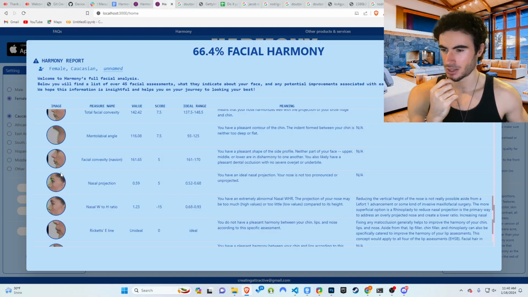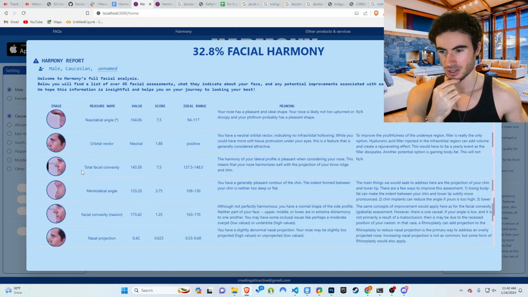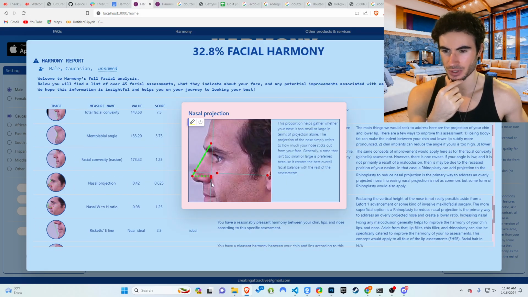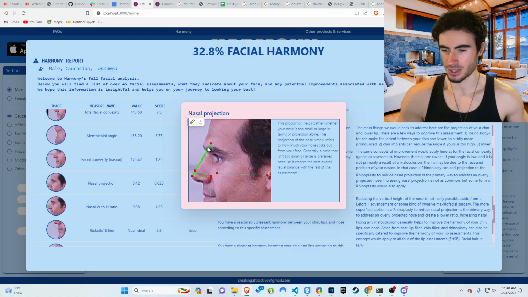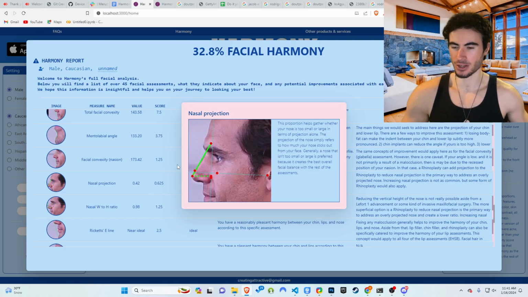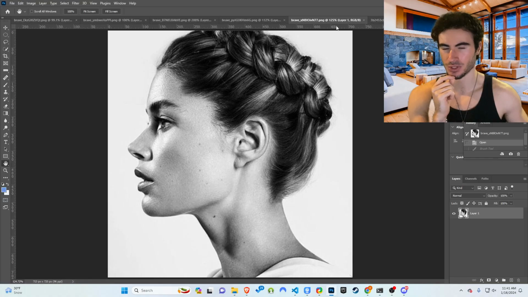So let's move on. The nasal projection, this image is showing completely wrong. It's so frustrating, man. But even here it's showing slightly wrong, but it's at least better here. So this displays the projection of one's nose relative to its height. But males have more projected noses, so basically, in short, it just means their nose is more prominent, while females have less prominent noses.